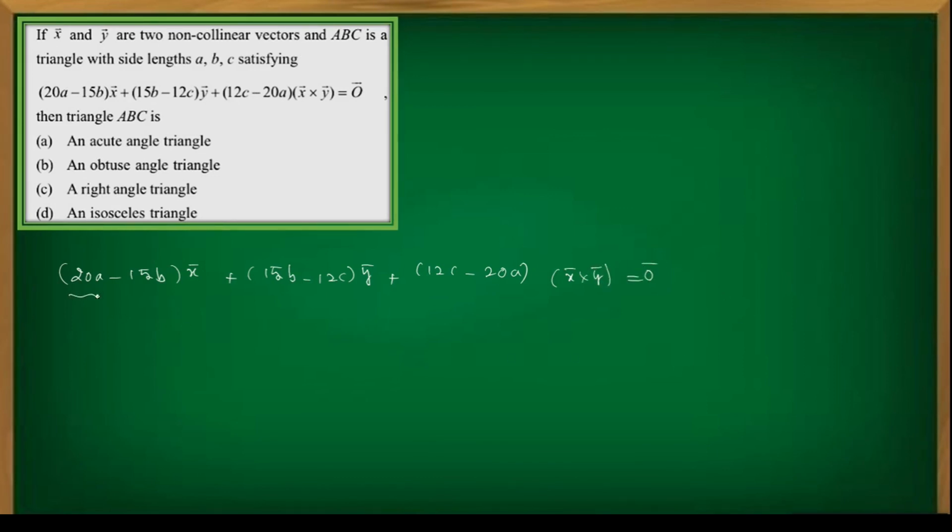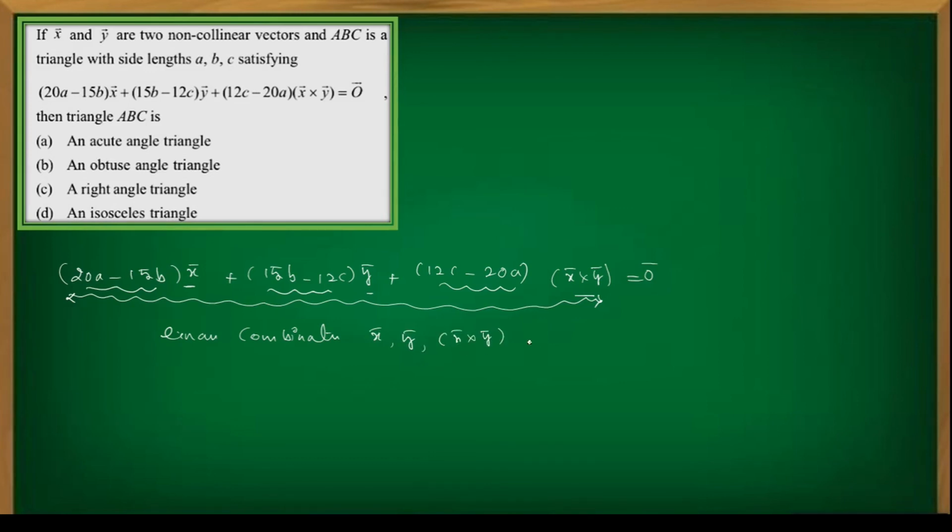Can you see in our discussion today, can you identify what is this? This is a scalar, this is a vector, this is a scalar, this is a vector, this is a scalar, this is a vector. So it is a linear combination of three vectors, namely x bar, y bar and x bar cross y bar, results in 0 bar. What is the meaning of this? Linear combination of three vectors results in 0 bar.